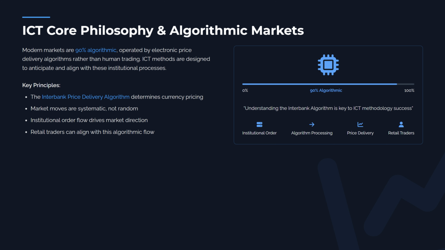You see, algorithms are predictable. They follow rules and patterns. Unlike humans, they don't get emotional or make random decisions. They execute the same strategies over and over again. The ICT methodology is specifically designed to recognize these algorithmic patterns. Instead of trying to fight against these massive institutions, we learn to identify when they're about to make a move, and we position ourselves to profit alongside them. It's like being able to see the playbook that the winning team is using. Once you know their strategy, you can predict their next move and position yourself accordingly.